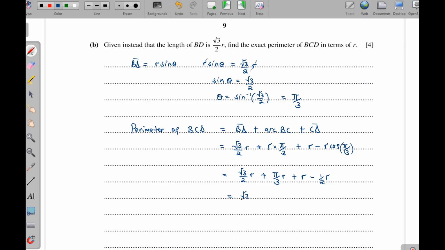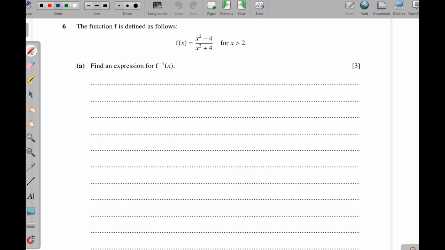So this is root of 3 over 2 of r, then plus pi over 3 of r, then plus a half of r. And this becomes our answer. If you want, you can factorize out the r. Then question 6 is coming from functions.